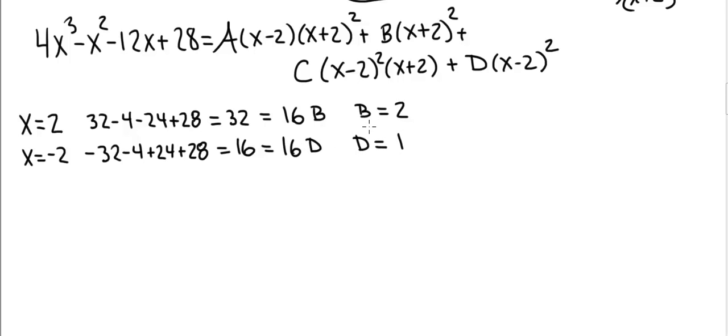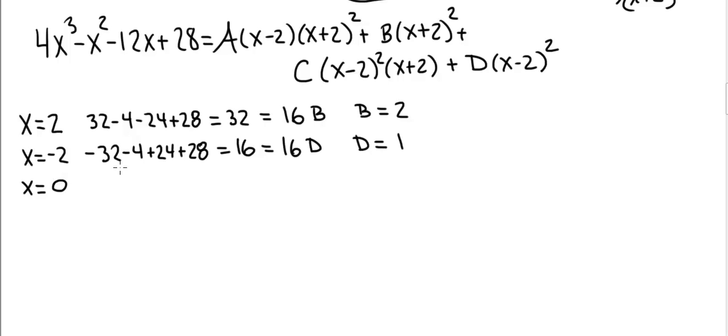We found b and we found d. Now there are several ways to find a and c. I'm going to demonstrate one of them here. In another video I'll use a different method, and you can watch that and decide which is easier for you. So we're going to pick another value of x that we have not used. If 0 is available, use that.